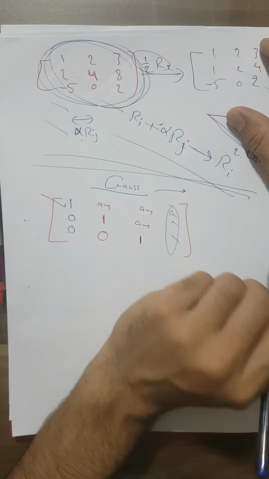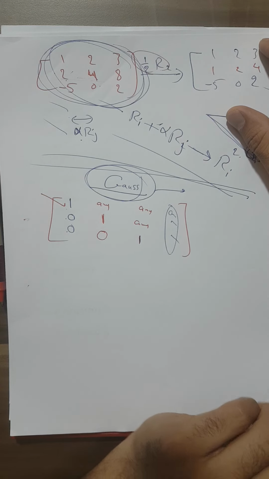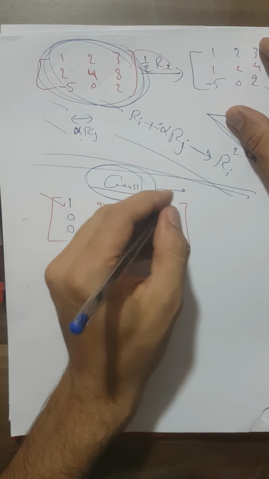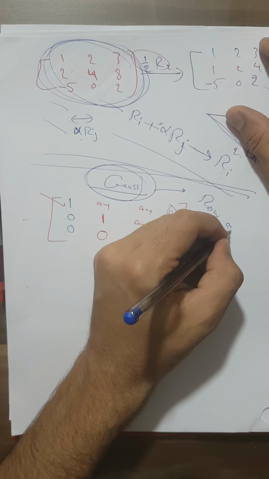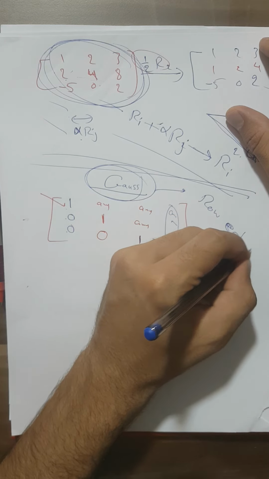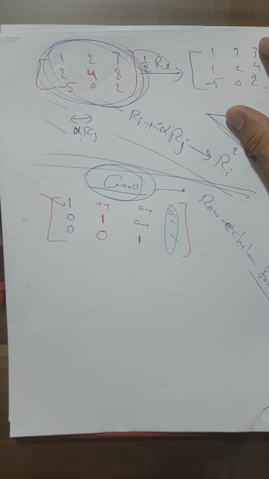After this we have Gauss-Jordan, but here we have Gauss, so please try to understand. And the Gauss method has another name. We say row echelon form. Okay, that's why we say row echelon form.